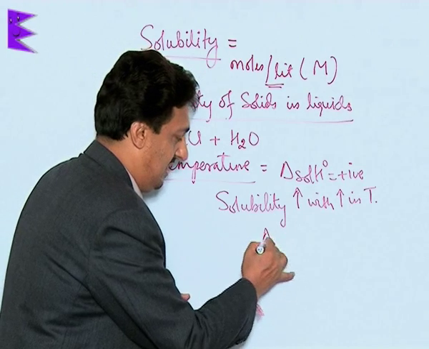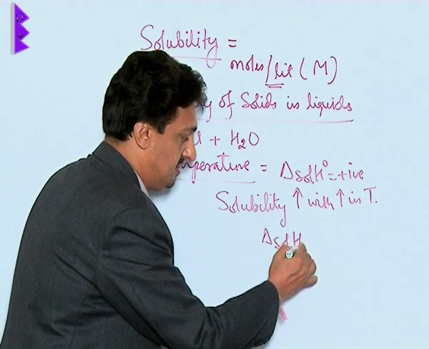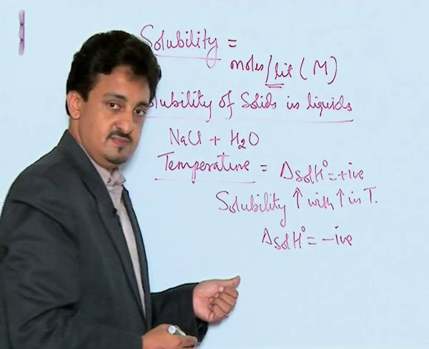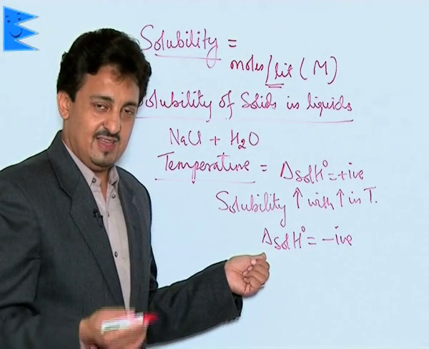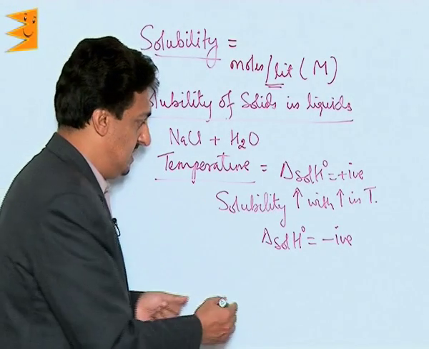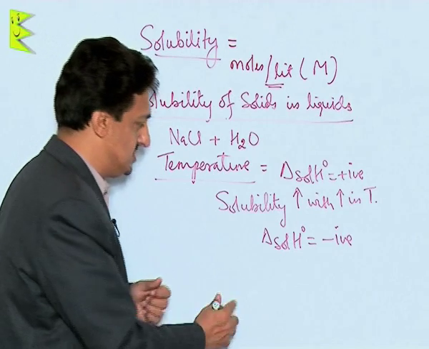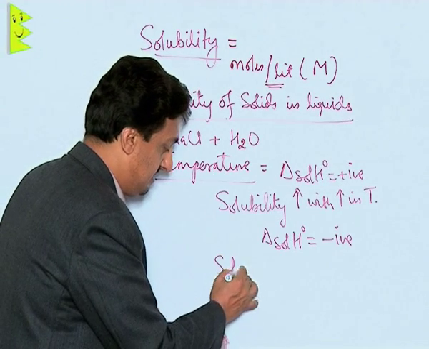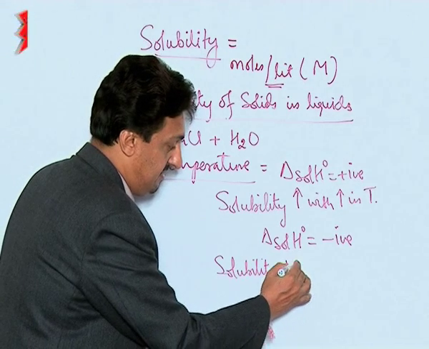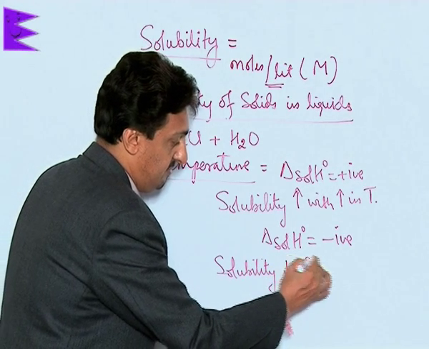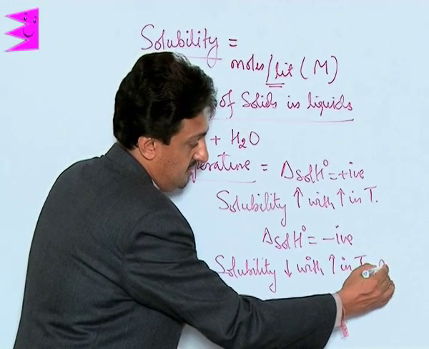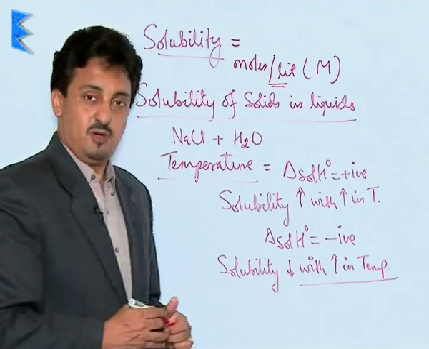Whereas if the enthalpy of solution is negative, that means the process is exothermic, energy is released when that particular solute is dissolved in the liquid solvent. In the process of forming the liquid solutions, the solubility decreases with increase in temperature. So this is most important.